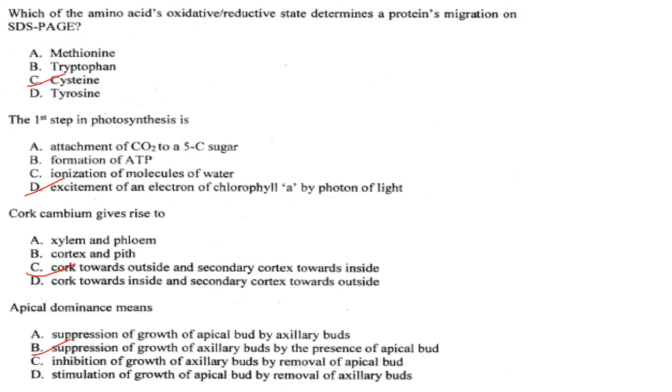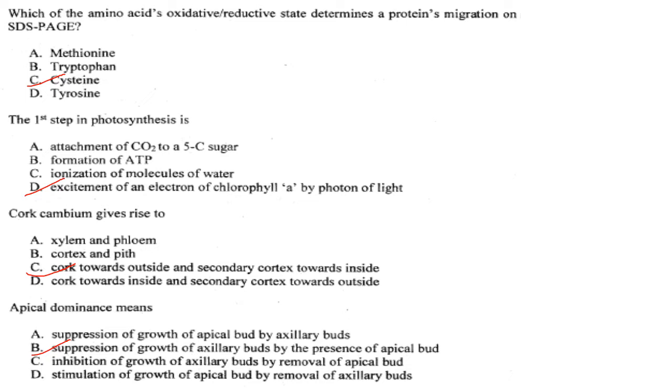So coming to the first question. Which of the amino acids' oxidative reductive state determines a protein's migration on SDS-PAGE? SDS breaks only disulfide bridges. Cysteine is the only amino acid capable of forming disulfide bonds, and it can do so with other cysteine groups. Methionine cannot form disulfide bridges. So the answer will be option C, that is cysteine.